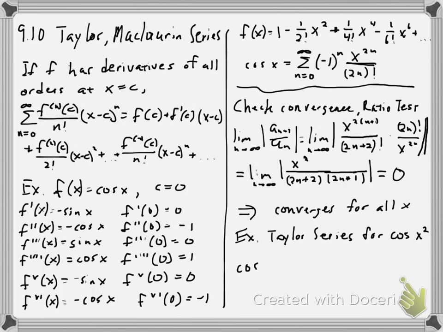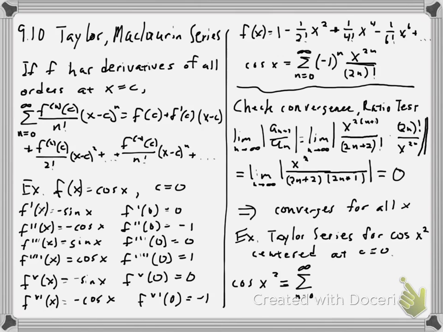So the Taylor series centered at c equals 0. Let me make sure that's clear. I'll say the Taylor series for cosine of x squared centered at c equals 0. And it's quite simply just plugging in x squared. We can do this because our representation of cosine converges for all x, and we're not concerned with values of x where our Taylor series does not converge.